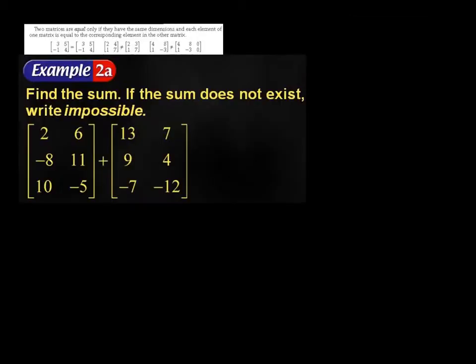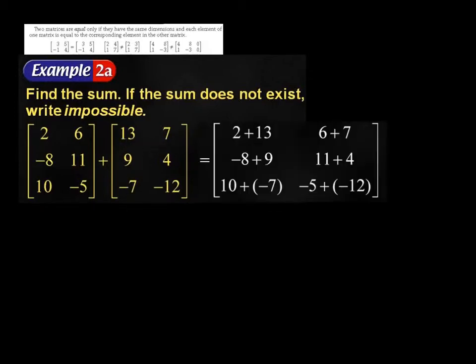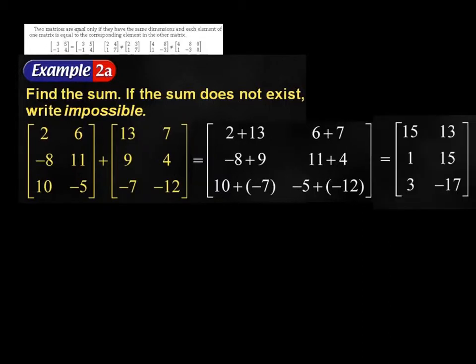If two matrices have the same dimensions, it's possible to add or subtract them. Example 2 says find the sum. It does not exist, right? Not possible? Well, they're both 3 by 2, so they have the same dimensions, so we can add them. To add, all we have to do is add the elements in the same position. So 2 plus 13, 6 plus 7, -8 plus 9, 11 plus 4, 10 plus -7, and -5 plus -12. And so our sum is this whole matrix: 15, 13, 1, 15, 3, -17.